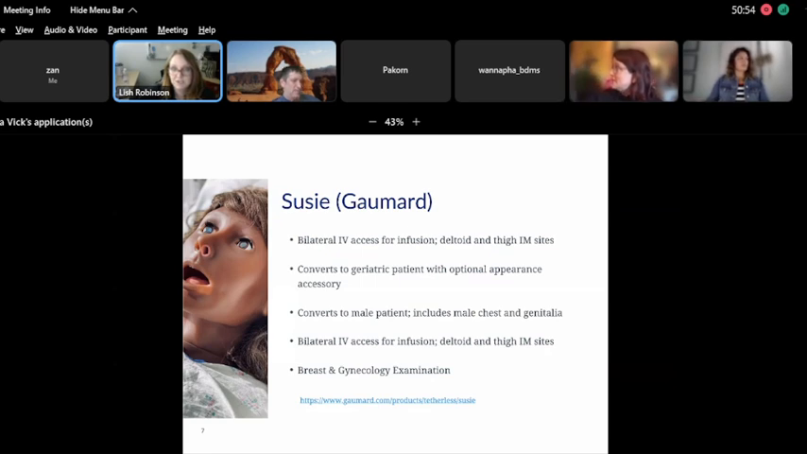She also converts to a geriatric patient because she comes with a different facial mask overlay that looks like an elderly patient. You can also change her chest skin and her genitalia so that it is sort of a more versatile patient. It can portray any gender. And in addition, she can also do breast and gynecological exams. Next slide.